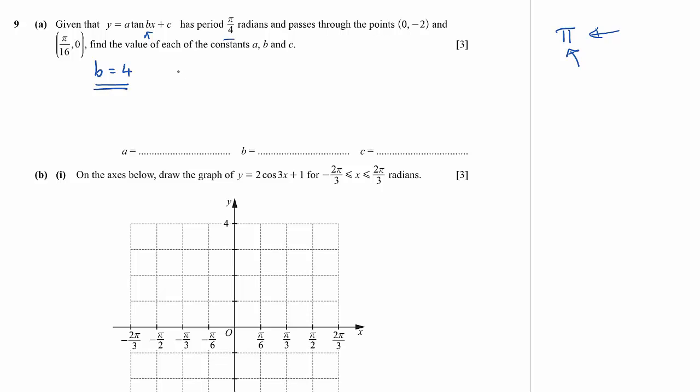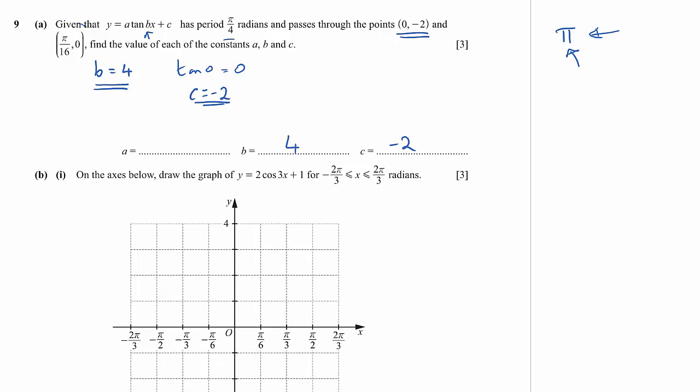Now, normally, tan of 0 is equal to 0. So if it goes through (0, -2), the whole curve must have moved down by 2 units. And that tells me that c is -2. So we found b is 4, we found c is -2.